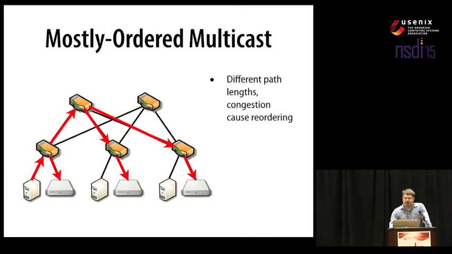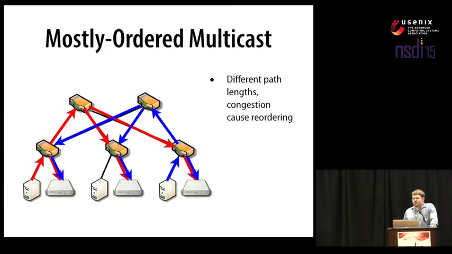And if the client on the right is sending a message, that also takes a shorter path to one of the replicas and a longer path to the others. So it's not too hard to imagine that if these messages were being sent at about the same time, some of the replicas would receive the red message first, and some of them would receive the blue message first, which is exactly the sort of ordering violation we'd like to avoid.